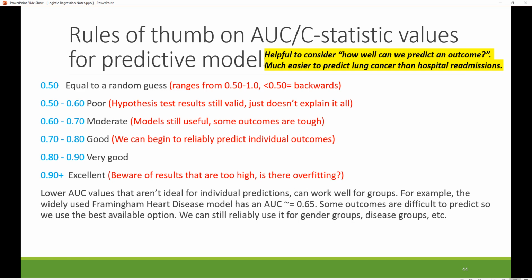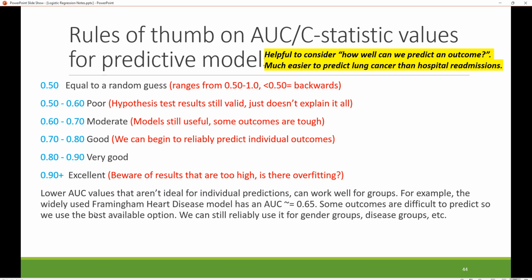At 0.9 or above, that represents an excellent fit. However, we should be aware of results that are too high. We may want to ask ourselves if there is overfitting. Are we just predicting something that's going to work well on our data now, but not carry over into the future?